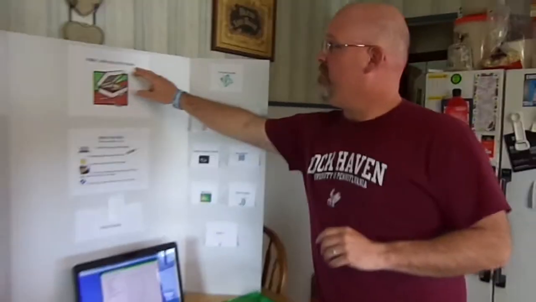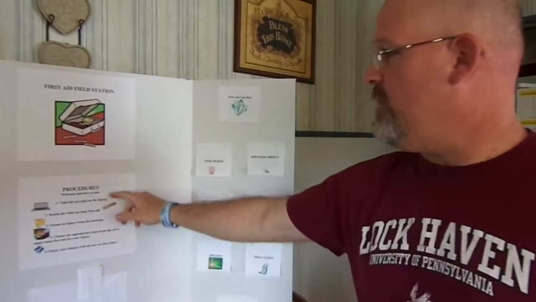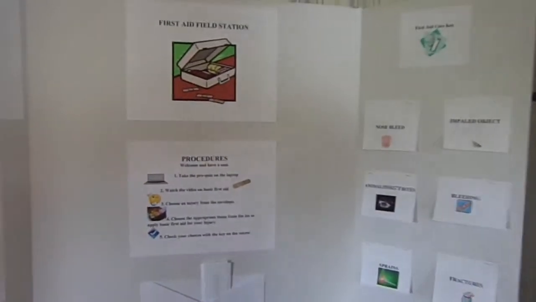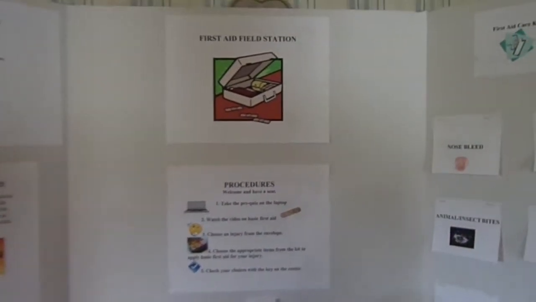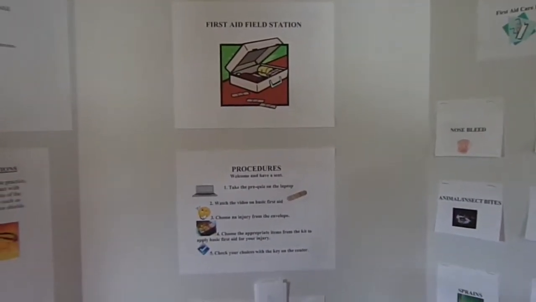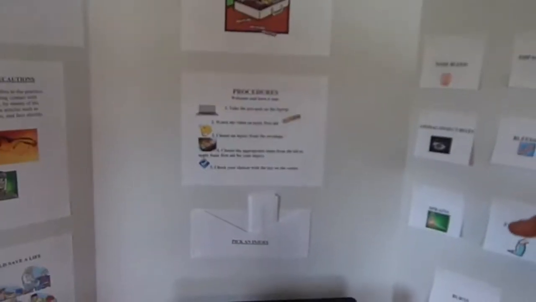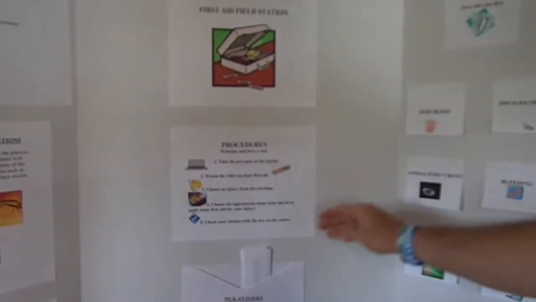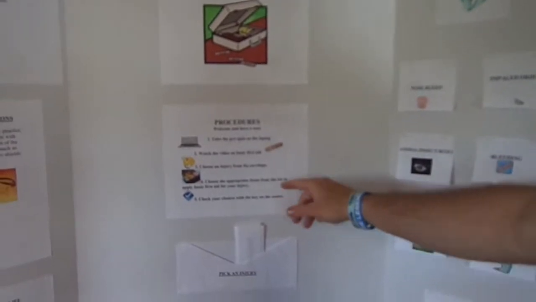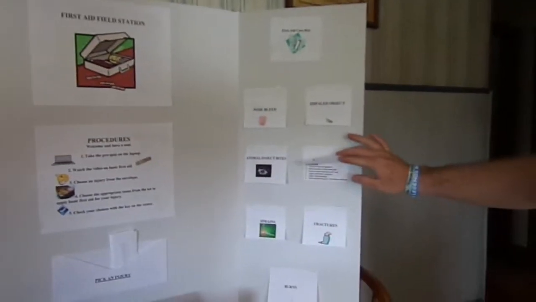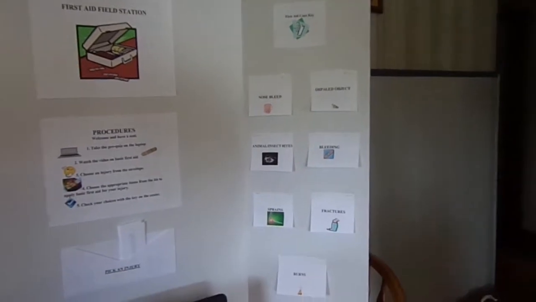I call this the first aid field station, and here are the procedures. You would come in, welcome, have a seat. You would take the pre-quiz on the laptop. After you're done with that, you watch the video. Then you will choose an injury from the envelope. Then you'll choose the appropriate items to put in your first aid kit to treat that injury. And then you'll check your choices on the key on this side.